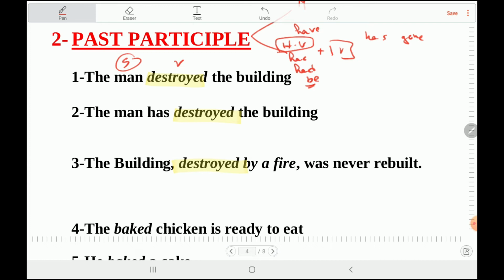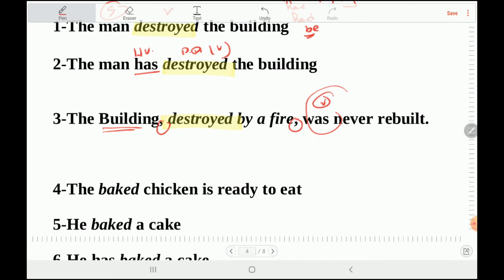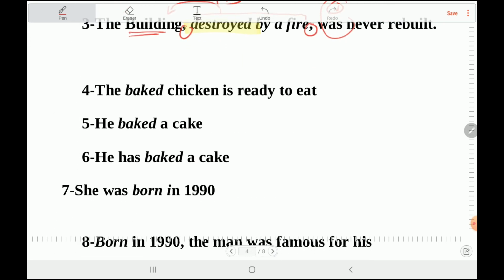Now, the man has destroyed the building. Here there is a helping verb, so destroyed is a past participle and it is a verb. This is an action. When you have a helping verb before it, it is definitely a verb. Now, the building destroyed. Did the building destroy something? No. Where is the subject for building? In number 3, it is was. What are the two commas? That's non-essential, a participle phrase. Destroyed by the fire describes the building: which building? The one destroyed by the fire. So this is a modifier.